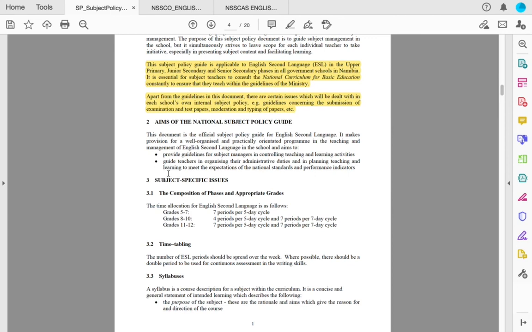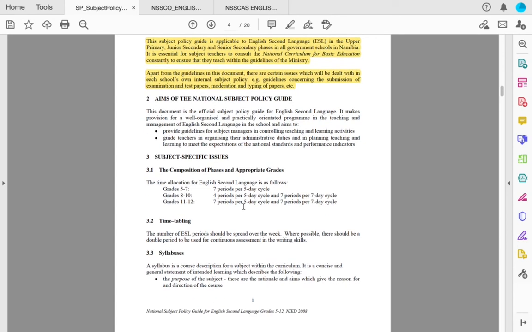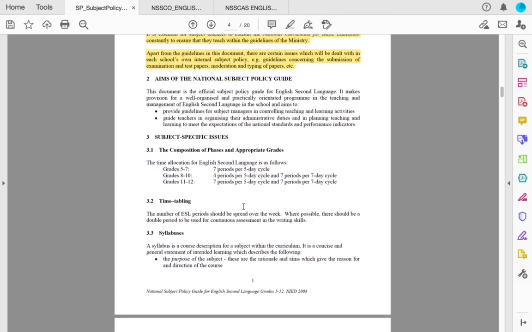And then we also have got guide teachers in organizing their administrative duties and in planning teaching and learning to meet the expectations that the national standards and performance indicators the ministry has established. And those we can find in the national curriculum for basic education as well, and as well as the syllabus. I think those are some other documents where you can find those indicators.